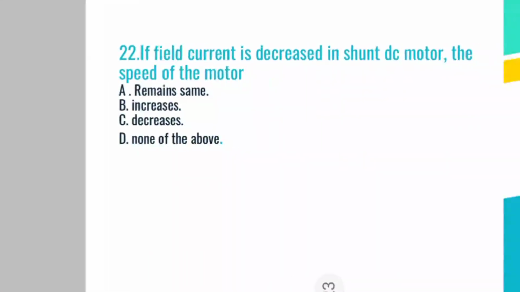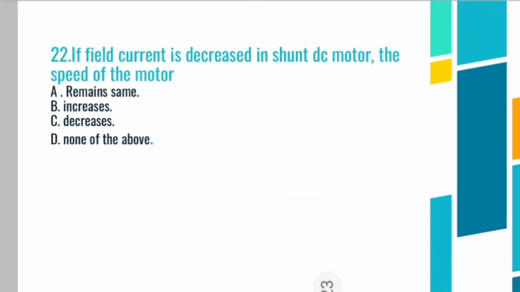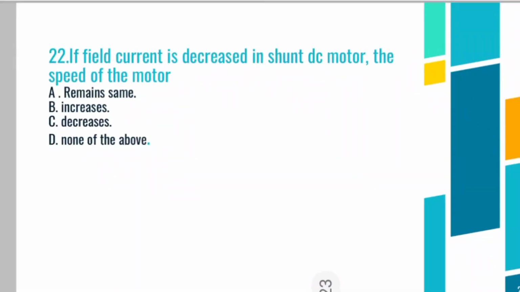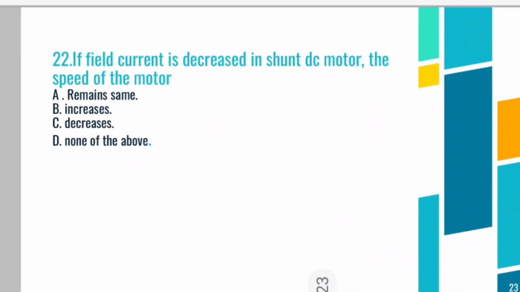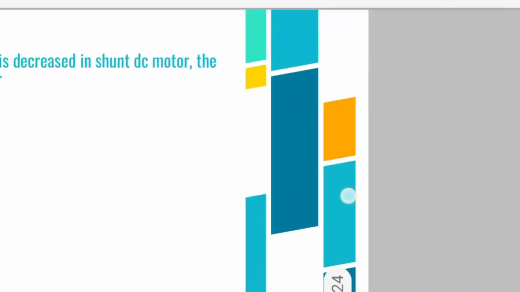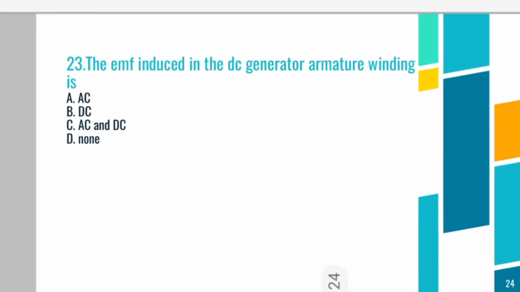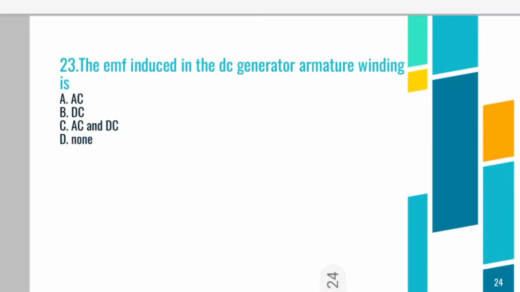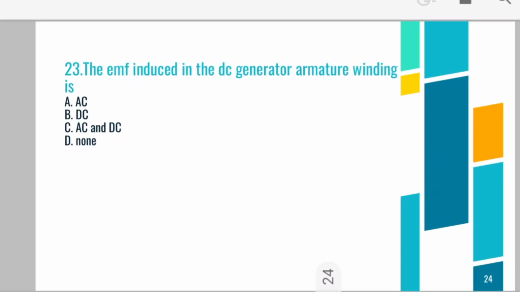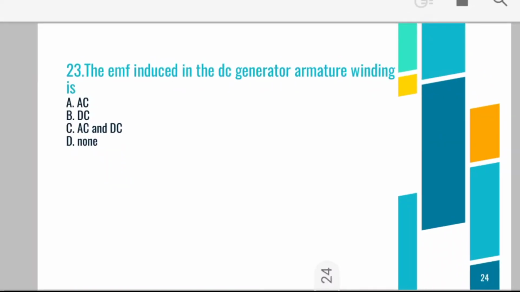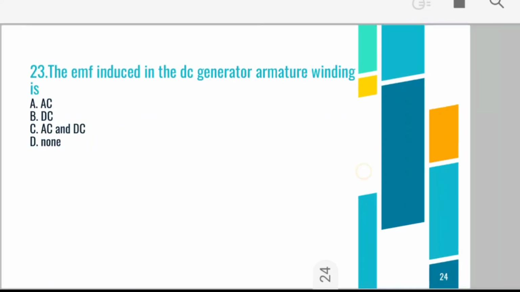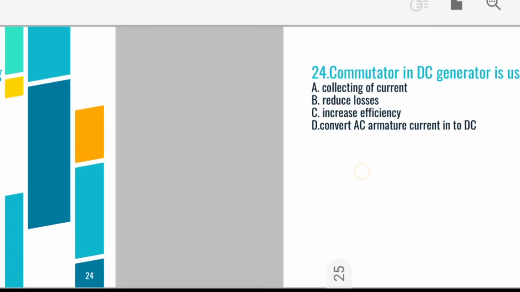If the field current decreases in a shunt DC motor, the speed of the motor increases. That we already discussed previously. Coming to the next question. The EMF induced in the DC generator armature winding is AC actually, because by the use of a commutator we are obtaining DC. Initially, inside the armature of a DC generator, it is alternating current. Hence, A is the answer.